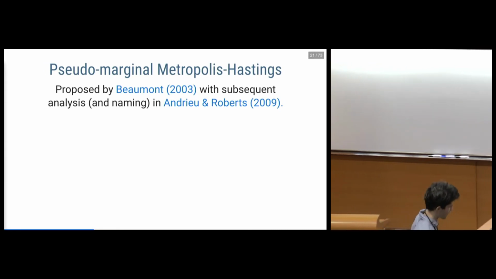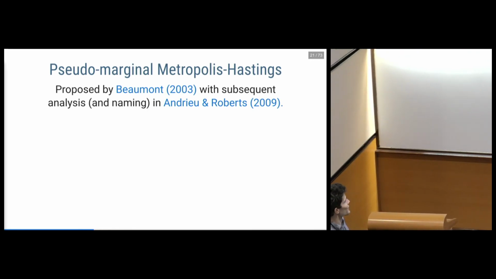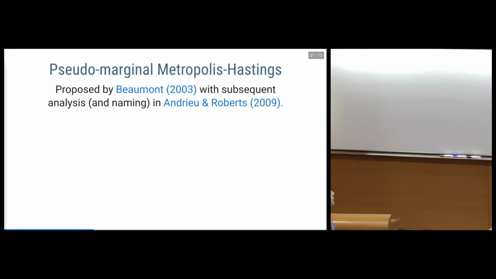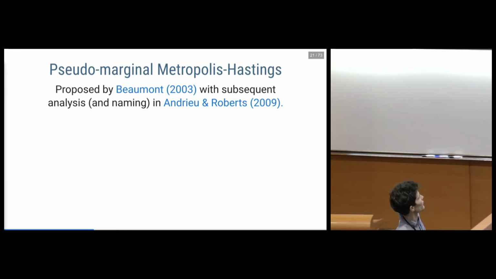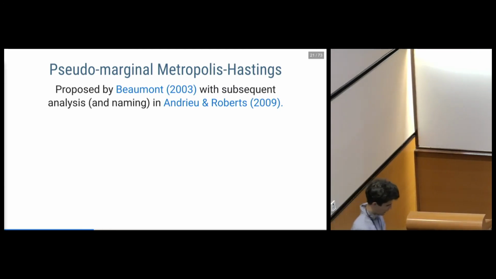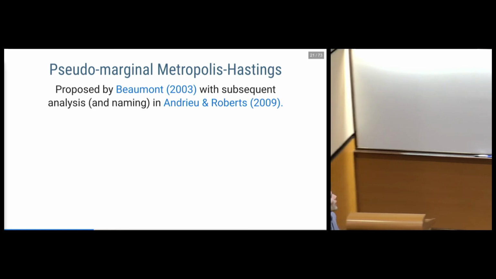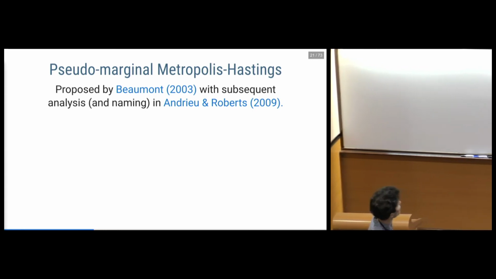So the method which underlies the naming of pseudo-marginal in all of these methods I'm describing here is the pseudo-marginal Metropolis-Hastings method, which was originally proposed by Mark Beaumont in this genetics paper, but the actual name and quite a lot of the analysis was performed later in this paper by Andrieu and Roberts in 2009. This algorithm has a very appealingly simple form, which I think underlies a lot of why it's so widely used, but it also has some pathologies which make it quite difficult to use in practice, and I'll come on to those later.